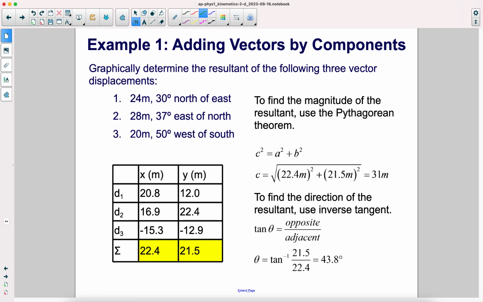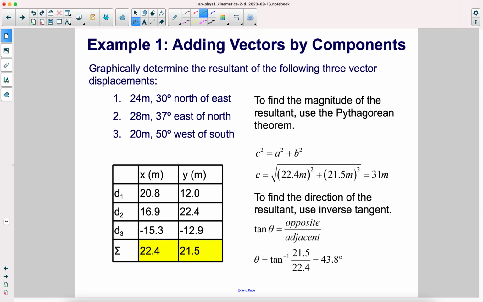All right, so we total up these values. Remember, for D3, both of those vectors were negative. They can be negative because, remember, they're in one dimension. When you have a one-dimension vector in either the x or the y dimension, you can use positive or negative to signify north or south or east or west. So we add up those values and we get the components of our resultant.